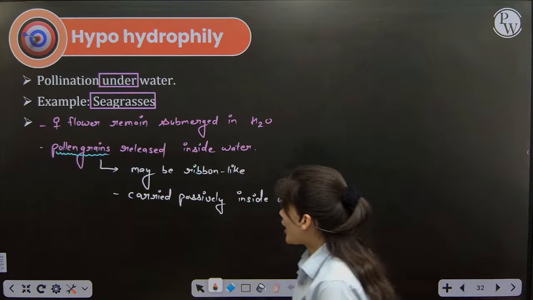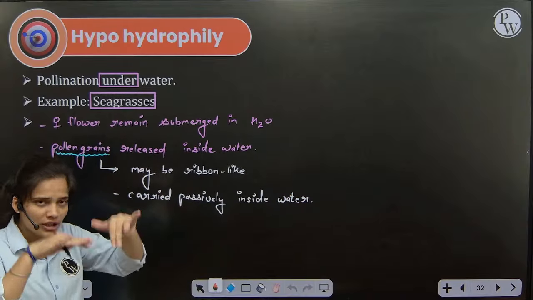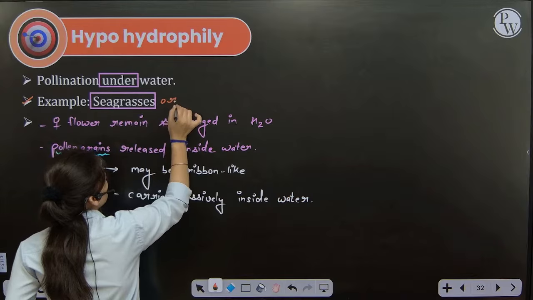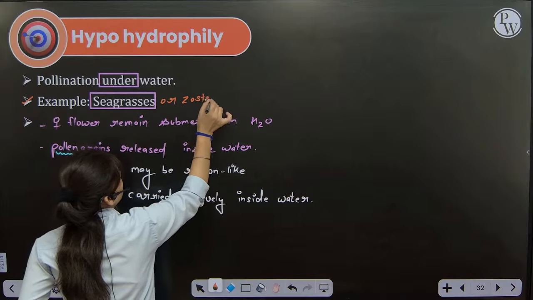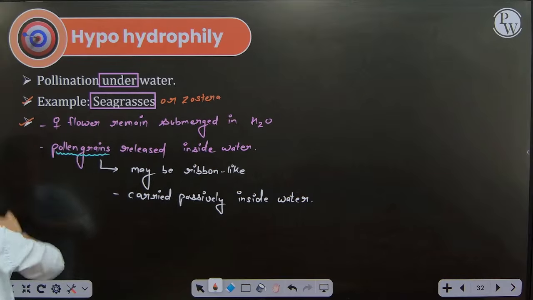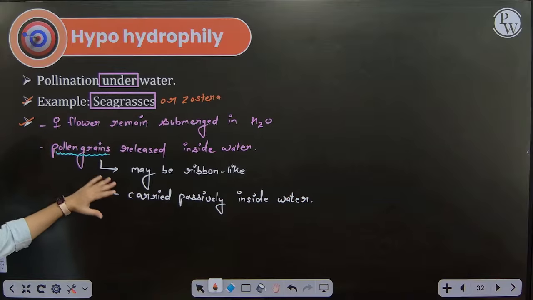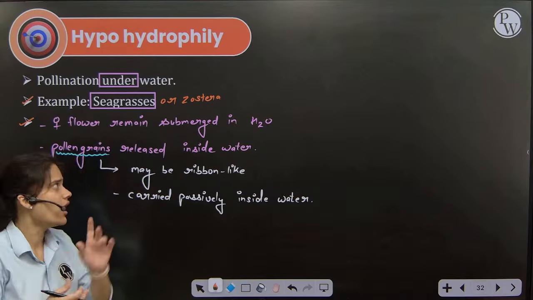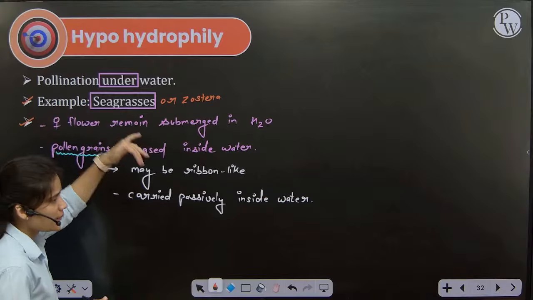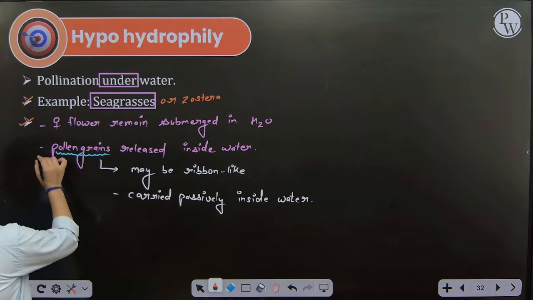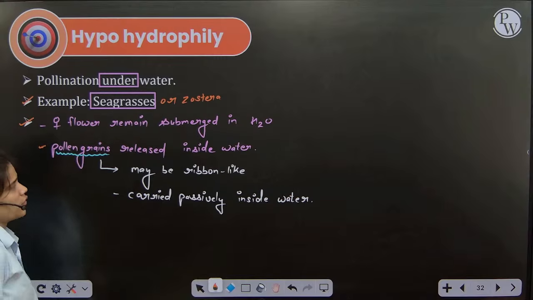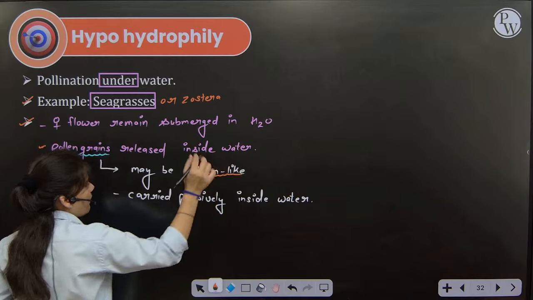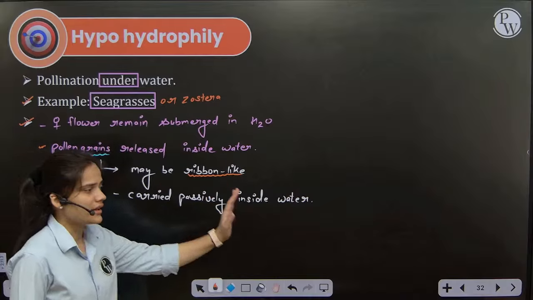Next, hypohydrophily. Hypohydrophily is pollination underwater. Example is seagrass or Zostera. Here what happens? As we saw in epihydrophily, the female flower reaches the surface of water with the help of a stalk in the case of Vallisneria. But here the female flower remains submerged inside the water. Pollen grains are also released inside the water. In this case, pollen grains can be ribbon like and they are carried passively inside the water.